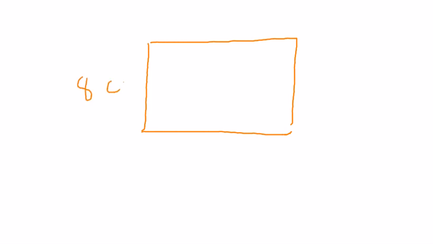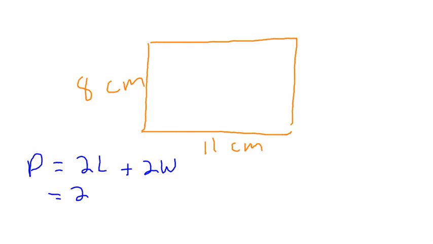Alright, what would the perimeter of this rectangle be? It measures 8 centimeters by 11 centimeters. Okay, I'll write our formula again. Perimeter equals 2 times the length plus 2 times the width. Okay, so in this rectangle our length is 11 and our width is 8.